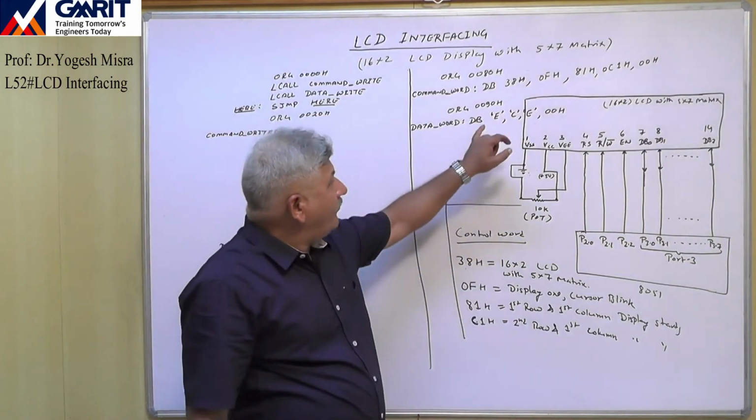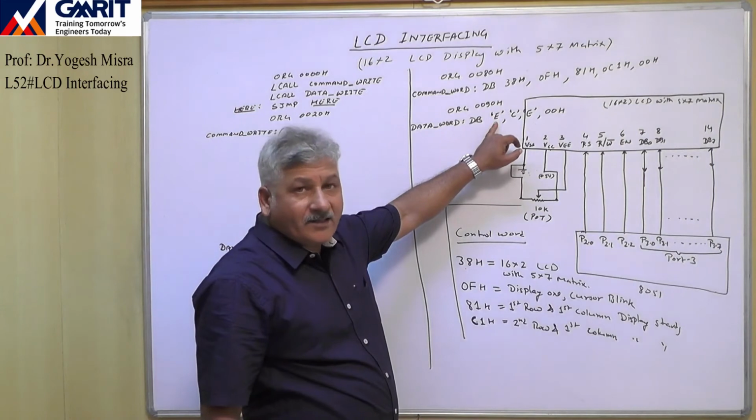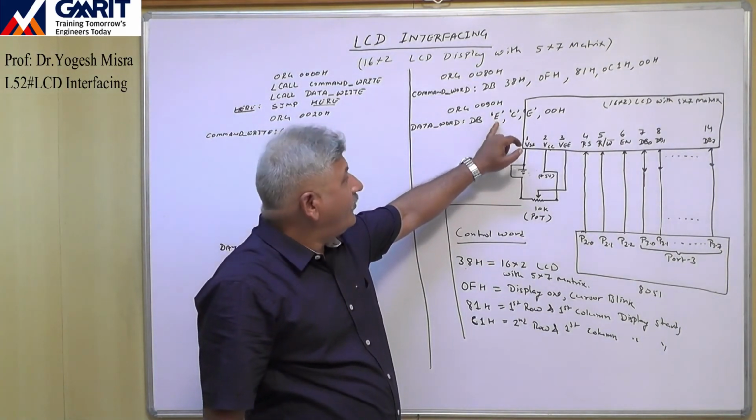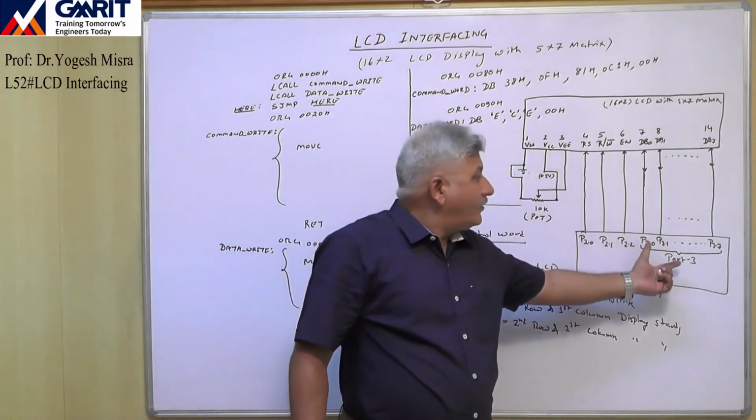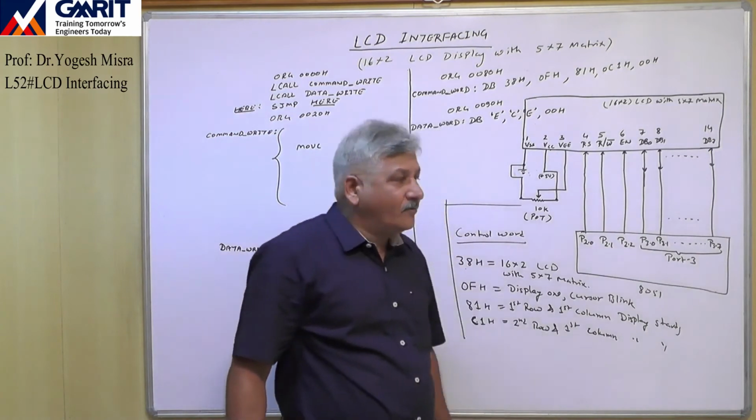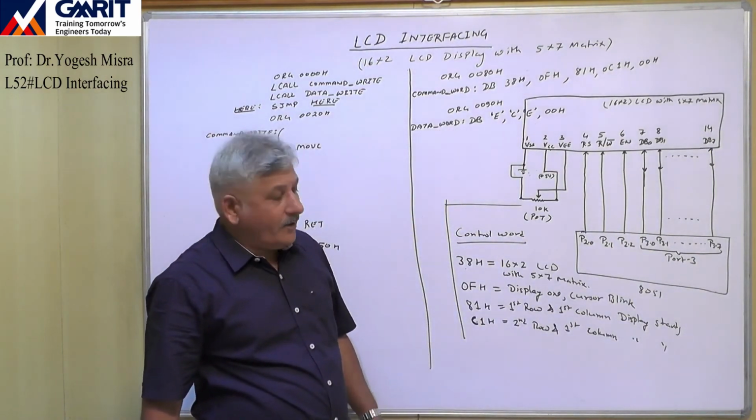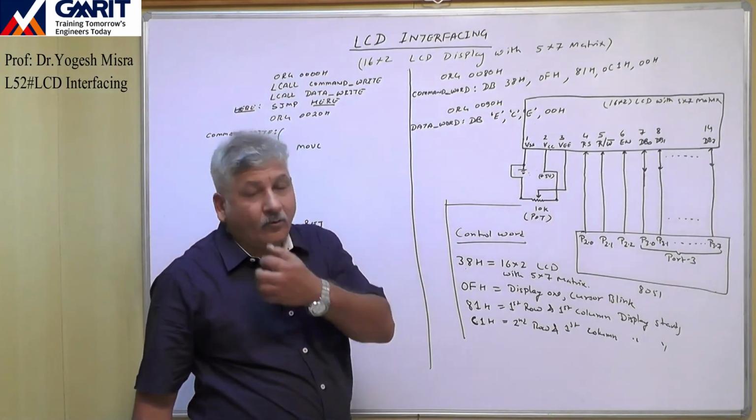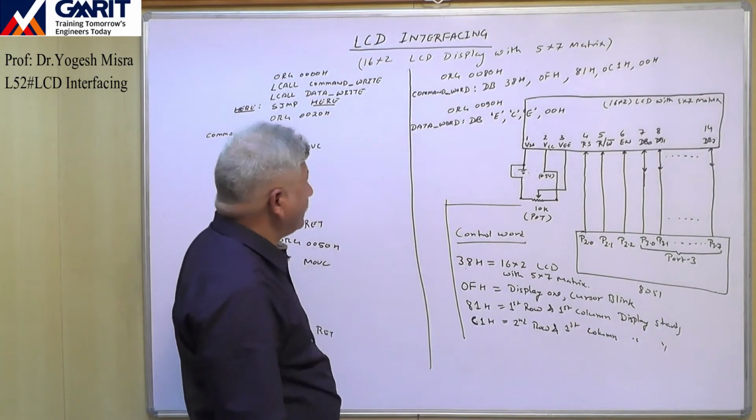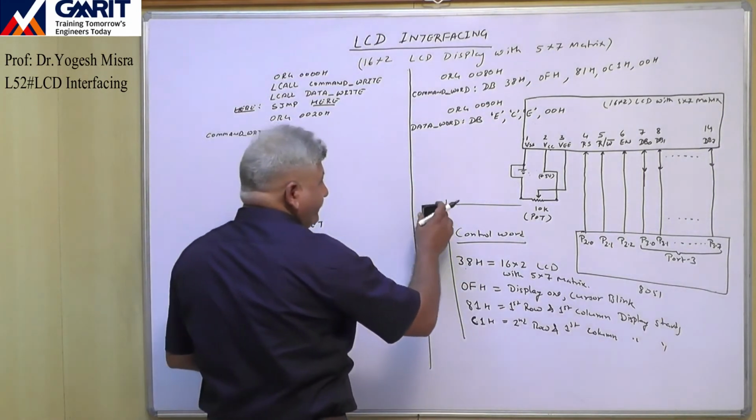So what the controller will do, whatever is written in single quotes, the 8-bit ASCII code of the E character will be sent to this LCD module and E will be displayed. So basically the ASCII character will be transferred. ASCII means American Standard Code for Information Interchange. So these codes are used.